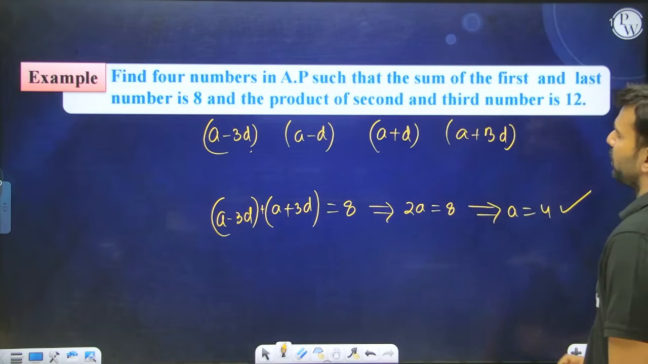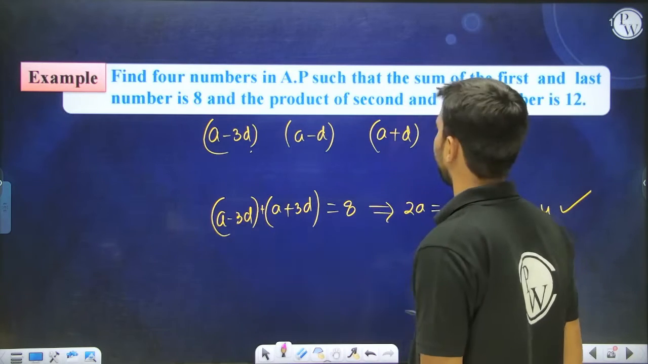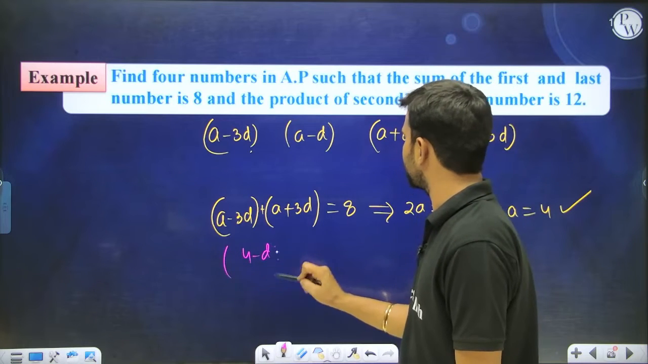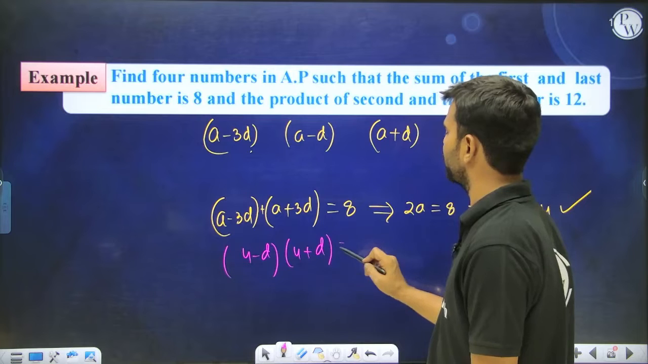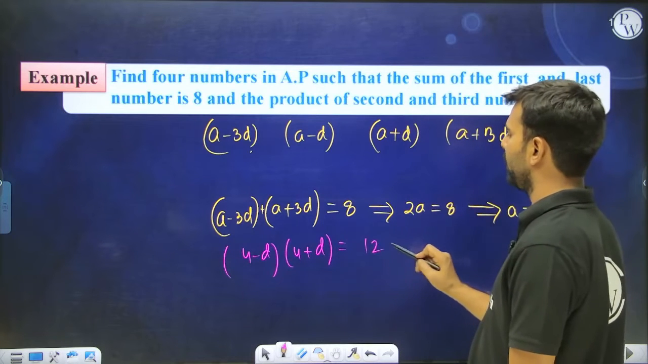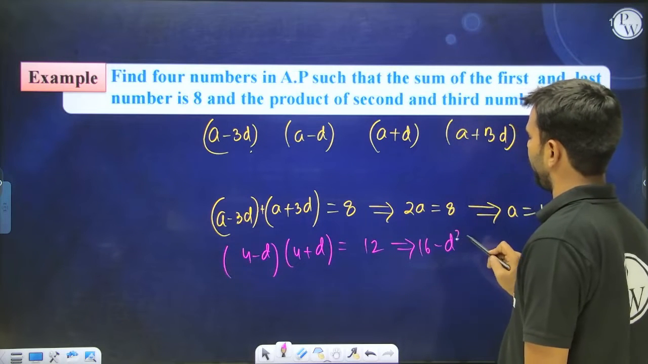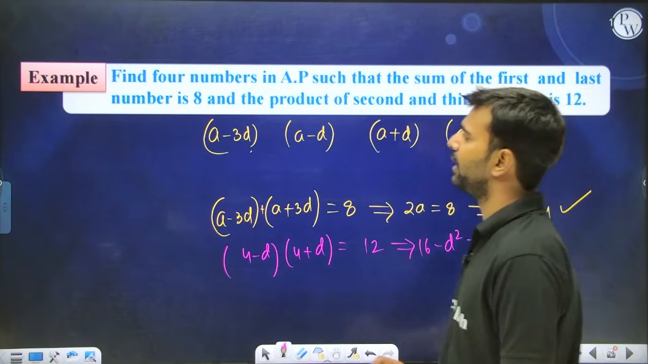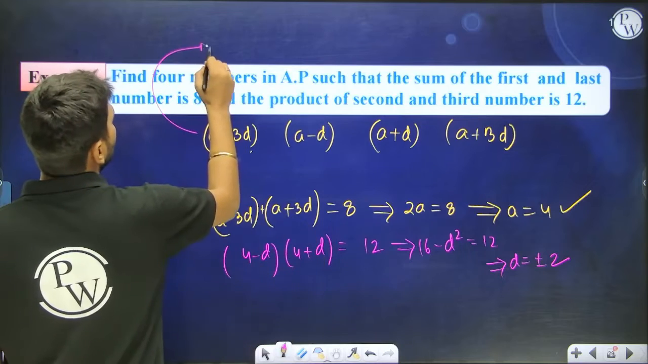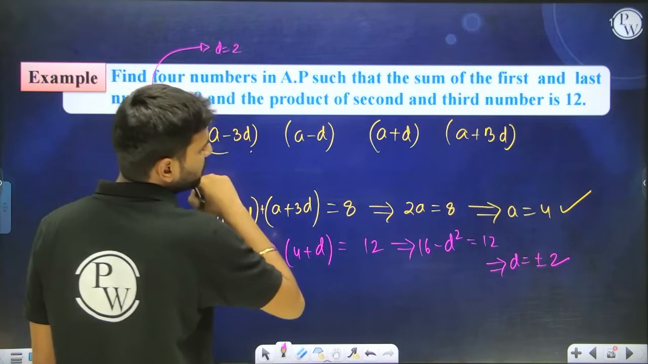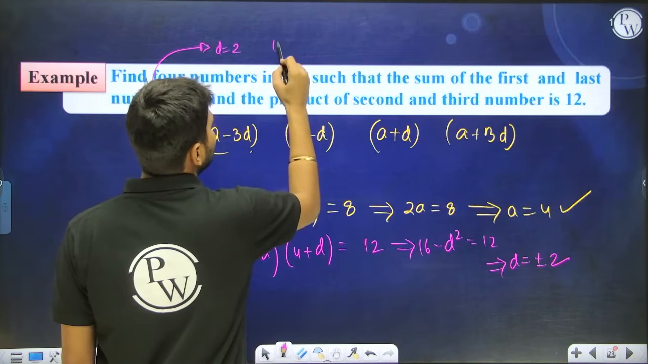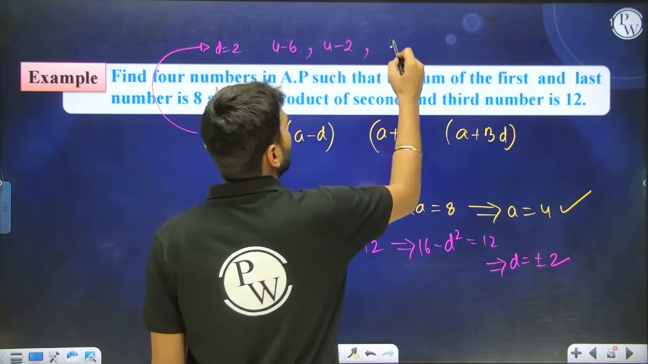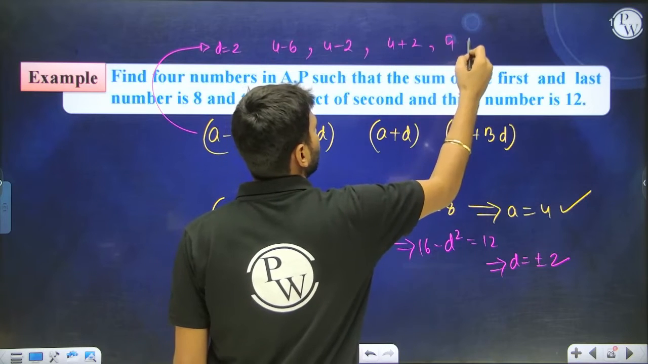I said fine, and the product of the second and the third is 12. Okay, so in that case it is going to be 4 minus D and 4 plus D. The product of these two numbers, that is second and third, is given to you equal to 12. So this is 16 minus D square equal to 12, which means D is equal to plus minus 2. So I hope you got the value of D now, and you can comfortably write down all the numbers. If you are taking D as 2, then the numbers are going to be 4 minus 6, 4 minus 2, 4 plus 2, 4 plus 6.